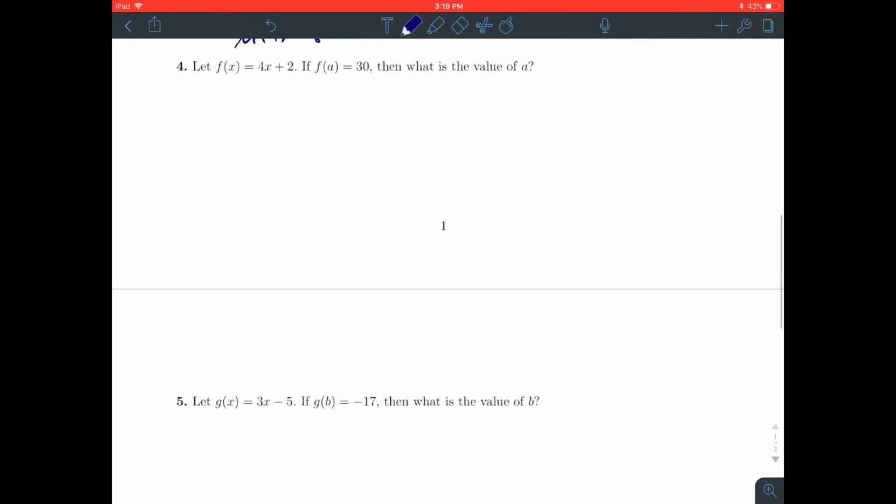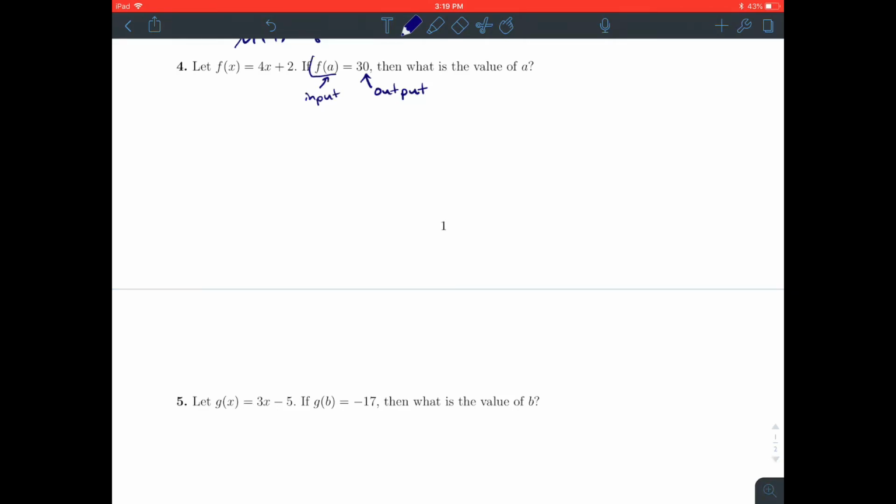Next up, we have let f of x equal 4x plus 2. If f of a equals 30, then what is the value of a? And this is the first one of the problems from the last part of class where instead of giving us the input, we know the number for the output. So they give us that the input is a.